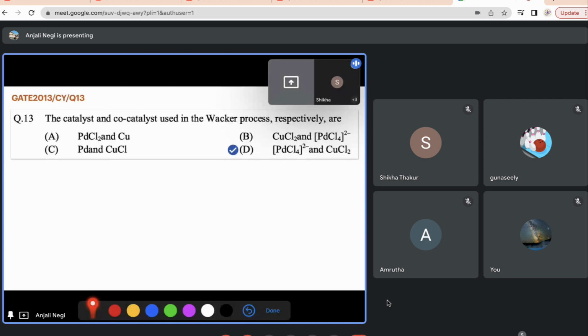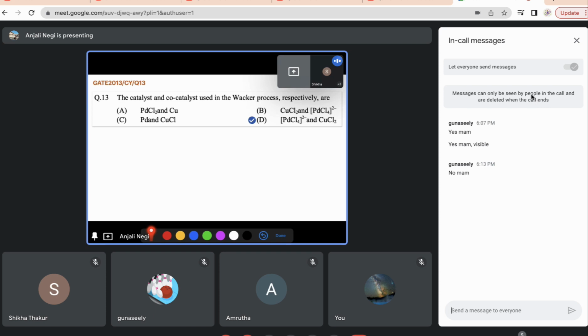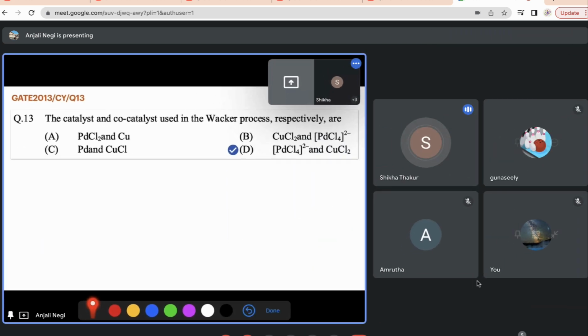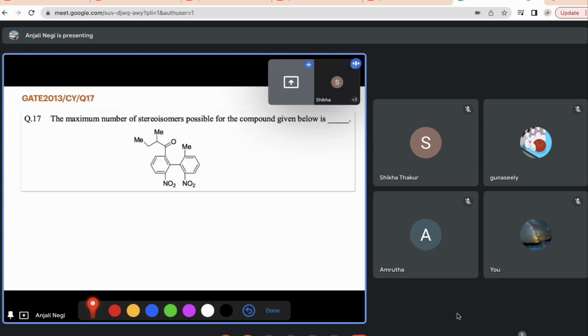So let's move on to another problem. So, any doubt here? Okay. No, ma'am. Okay, so our next problem is this one. This came in GATE 2013. This is question number 17, and this question states that the maximum number of stereoisomers possible for the compound given below is.